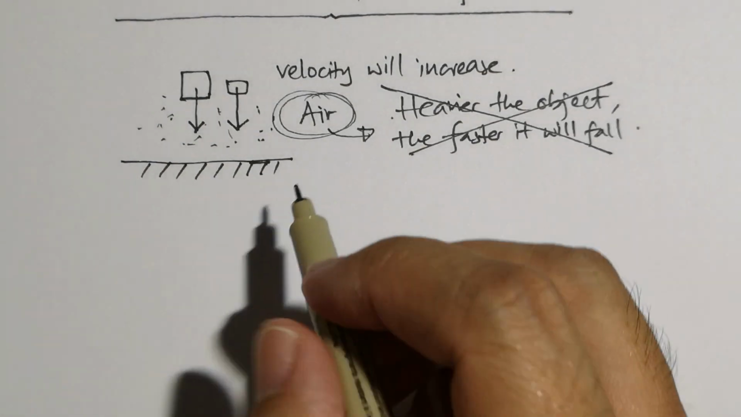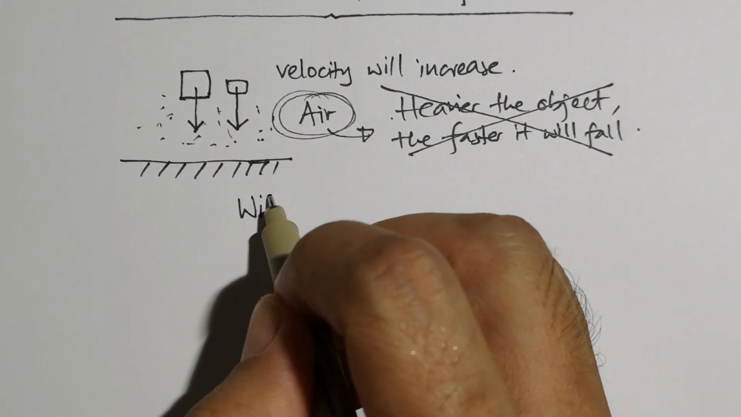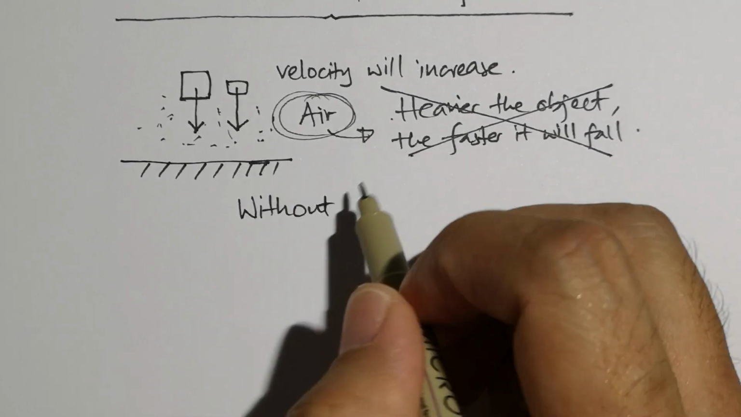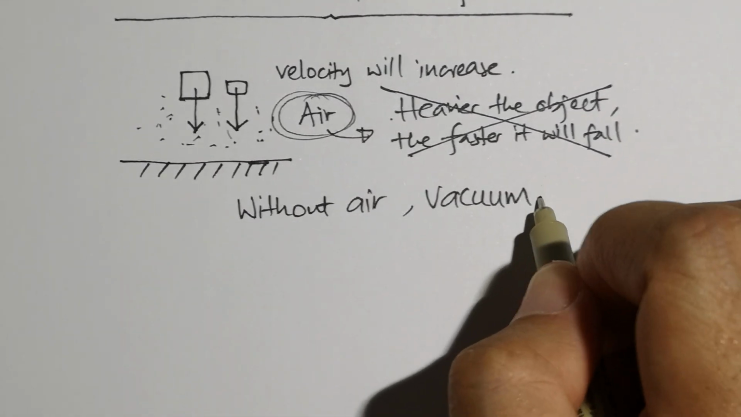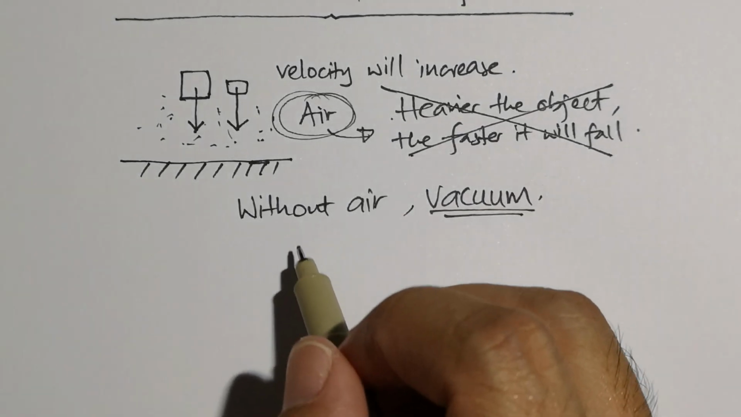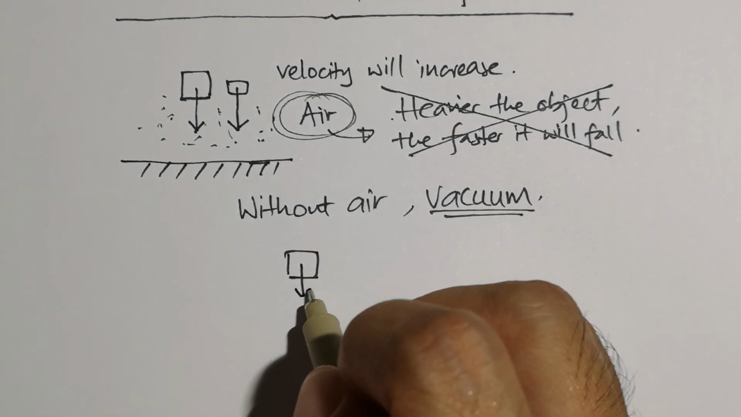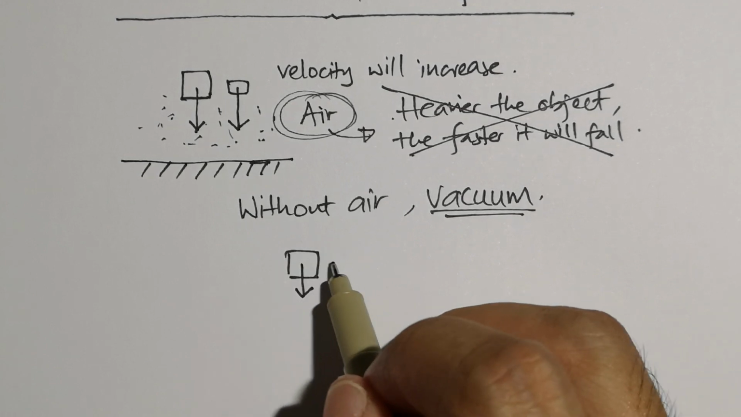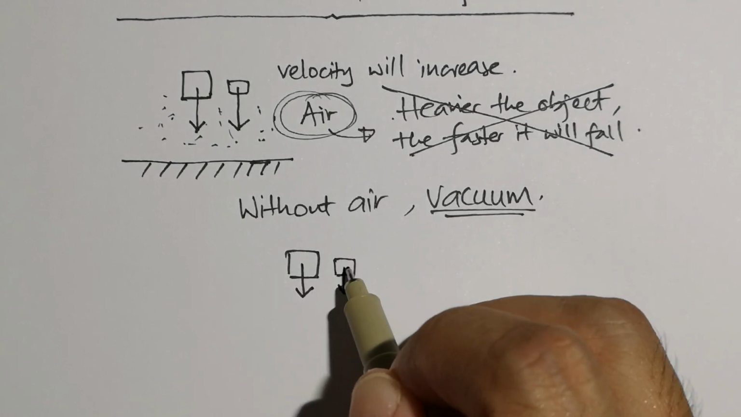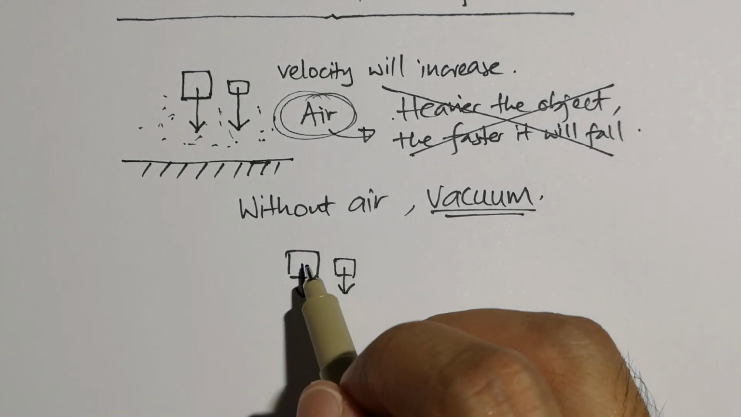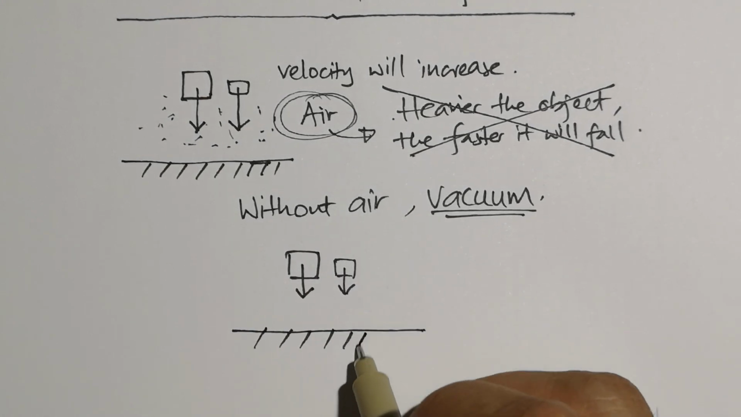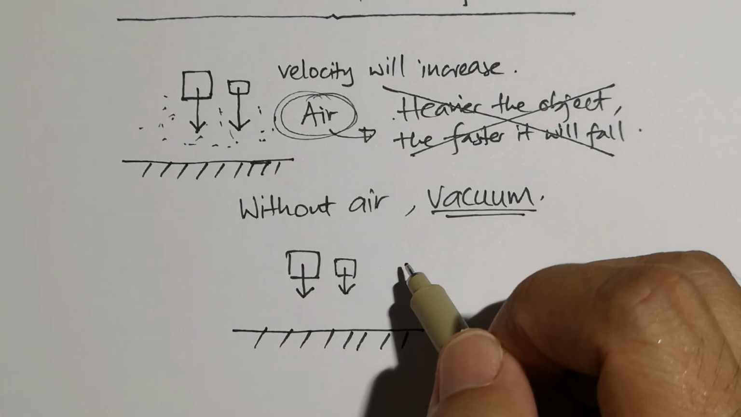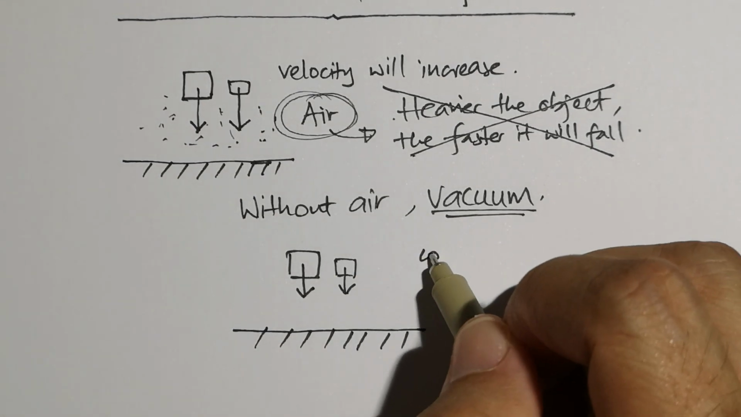I want you now to just consider without air. In a space without air, that means it's a vacuum. So there are no air particles to resist anything that drops down. So it can be a big box, a small box, feather, sphere, whatever mass this object has, they will all fall at a constant rate.